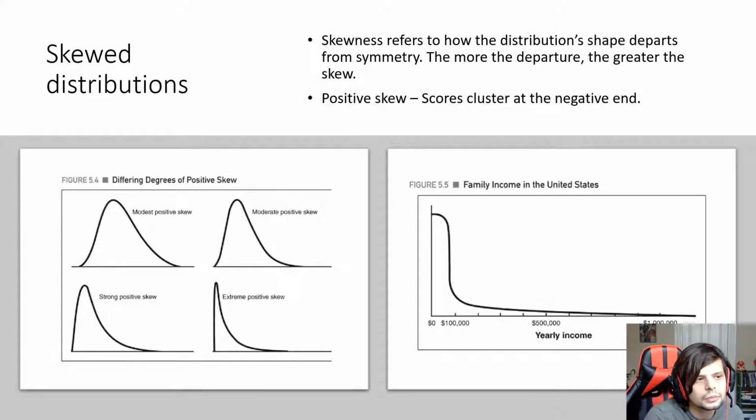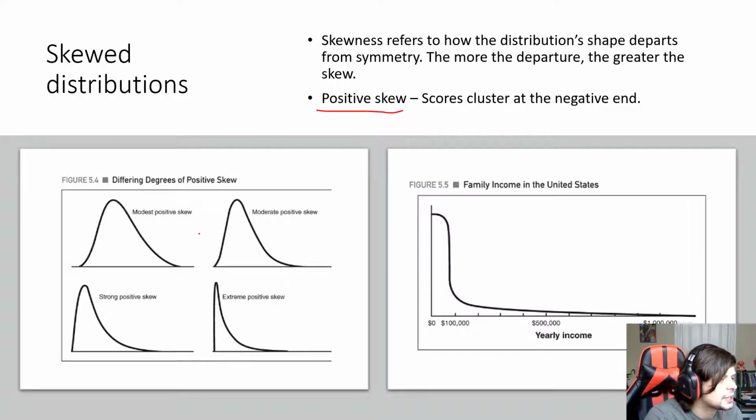We will move forward. Skewness. This is skewness: modest positive skew, moderate positive skew, strong positive skew, and extreme positive skew. And then we have the income right here. Let's get to the text behind this. Skewness refers to how a distribution's shape departs from symmetry. The more the departure, the greater the skew. So a positive skew, then, is where scores cluster at the negative end. Well, why is it called a positive skew if it clusters at the negative end?